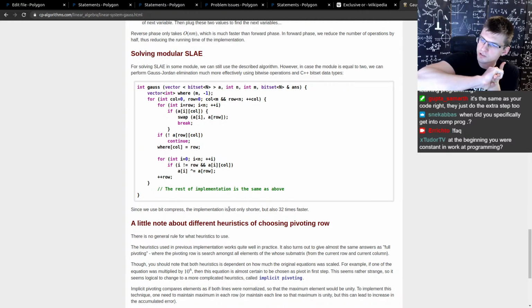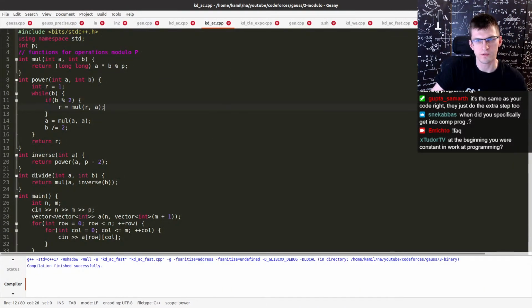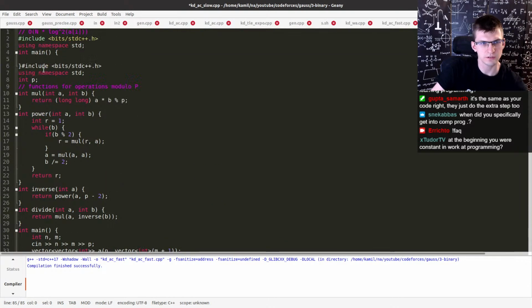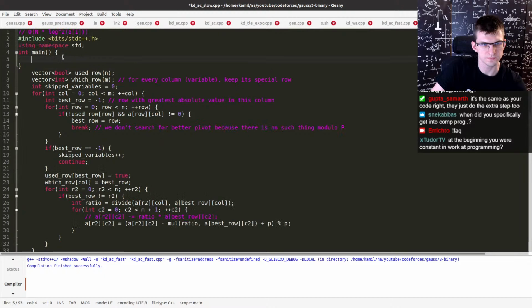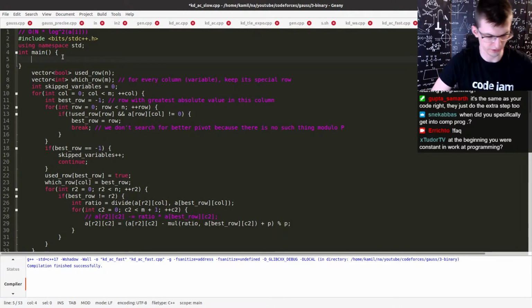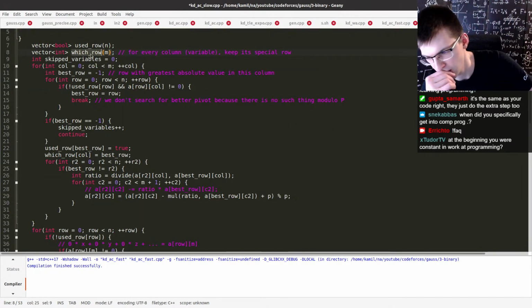What about treating this more literally? For every column we go, okay, so this is the same. And I will try to mimic my old solution. Of course, we don't need functions to multiply modulo or anything like that. Which row for every column? Which row? Why do I need this? Oh yeah, I remember.